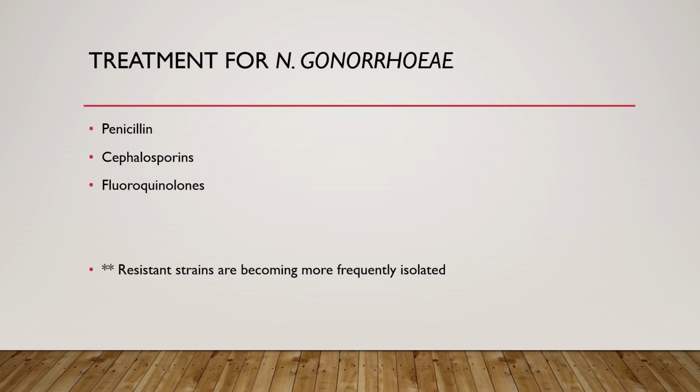Treatment for Neisseria gonorrhea would include treatment with penicillin, cephalosporins, and fluoroquinolones. It used to be that most strains of Neisseria gonorrhea were sensitive to penicillin, but now we are seeing that the third and fourth generation cephalosporins are usually used to treat Neisseria gonorrhea. And also the fluoroquinolones, but fluoroquinolones can be dangerous to people that are 18 years of age or younger, so we tend to see more physicians prescribing the third and fourth generation cephalosporins.